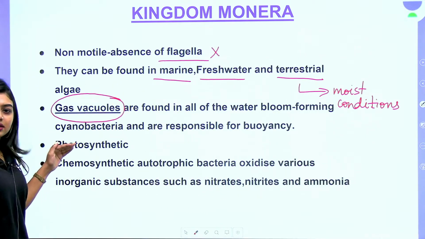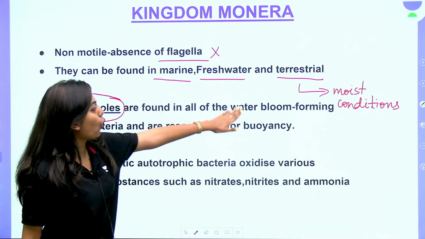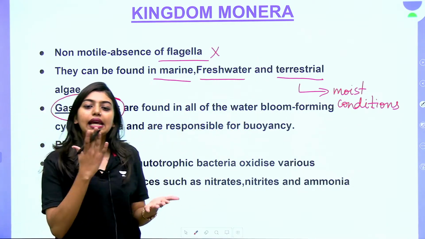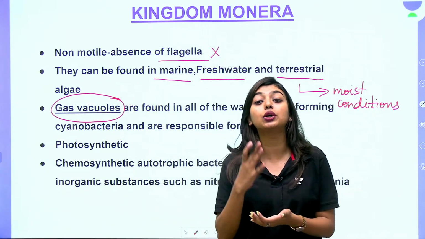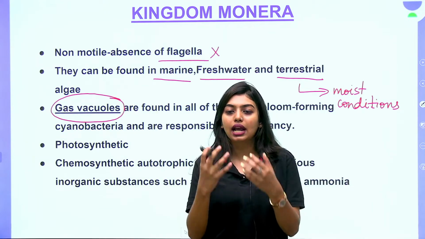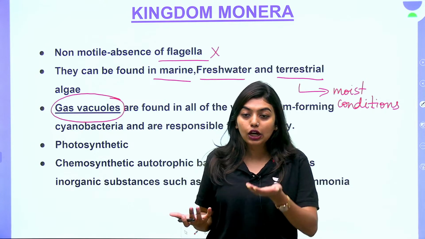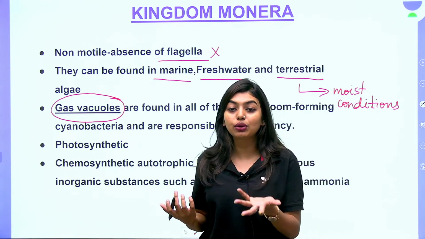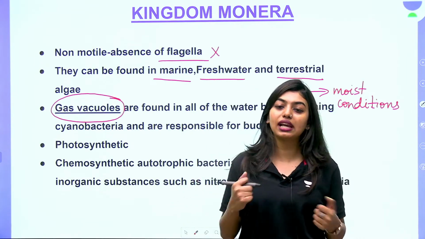Gas vacuoles are found in all the water-blooming forms. Understand, gas vacuoles are specialized vacuoles present in aquatic organisms, that means aquatic algae. What do these gas vacuoles do? They allow the organism to float, to have buoyancy. Now, why should they have buoyancy?